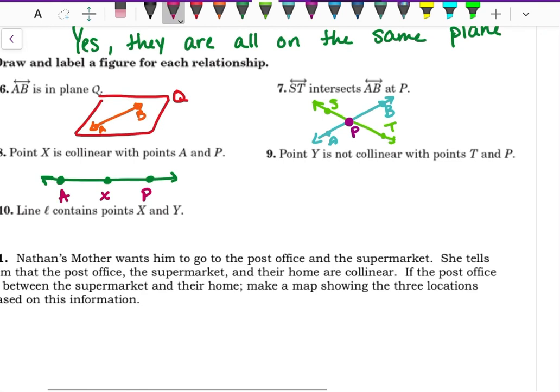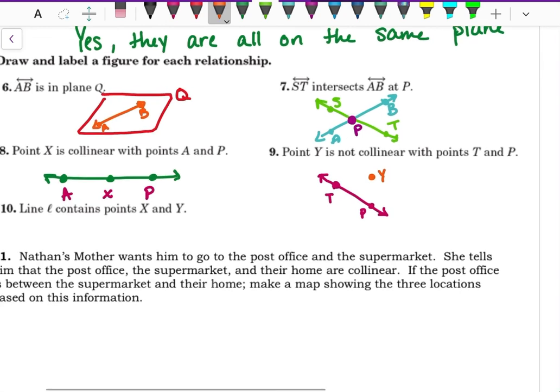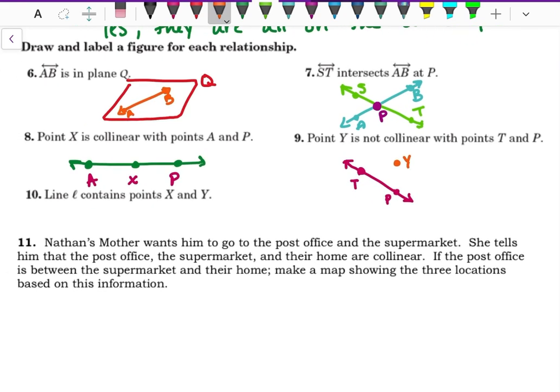And number 9, point Y is not collinear with points TP. So we have a line here, and we have points TP on the line. And then somewhere else not on the line, we have point Y that's not on the line. And line L contains points X and Y. So here we have a line. We'll call it line L, kind of like that. That's how you name line L. And on that line, we have points X and Y.